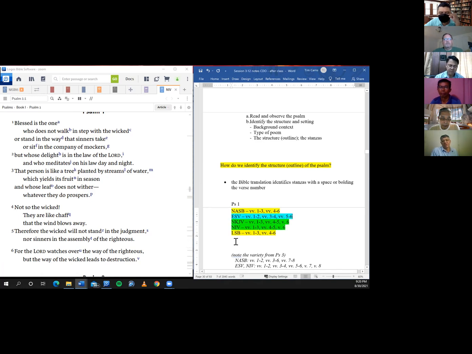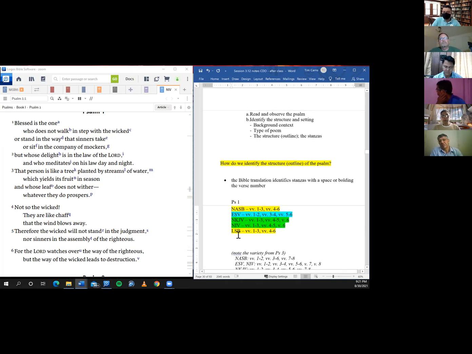So sometimes that'll happen where you'll have a difference of opinion. Sometimes it won't. Sometimes you'll have a very similar structure by the translations. And so you can use that to give you an idea of the stanzas. But sometimes, like here, we've got a few differences. So what do you do in that case? Well, there's a few other things that we can look at to help give us an idea of the structure.